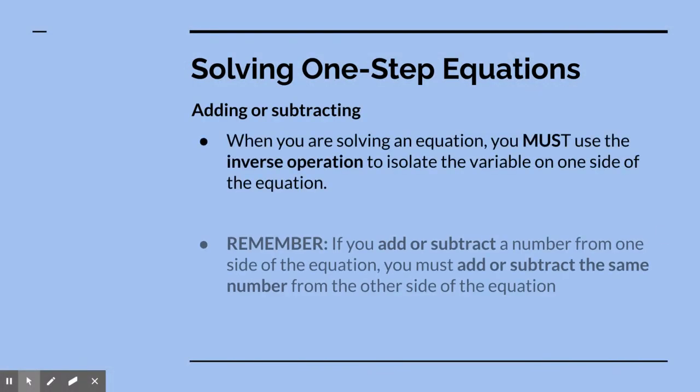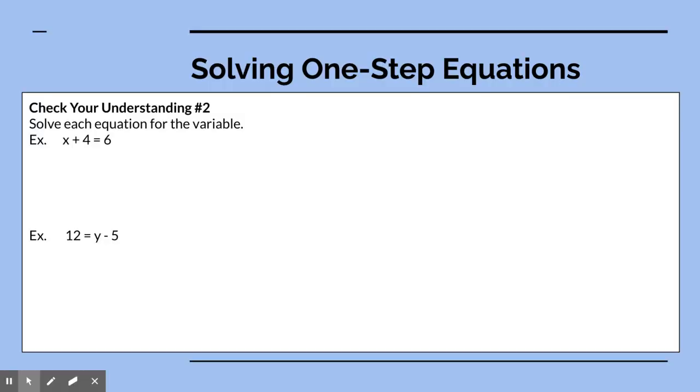So here's more or less just laying it out further. When you're solving an equation, you must use the inverse operation to isolate the variable on one side of the equation. Remember, if you add or subtract a number from one side of the equation, you must add or subtract the same number from the other side of the equation. So let's do this step by step here. Pause the video here, solve these yourselves, and then come back to double check to make sure you get the correct answer. So pause it here, and then we'll continue.